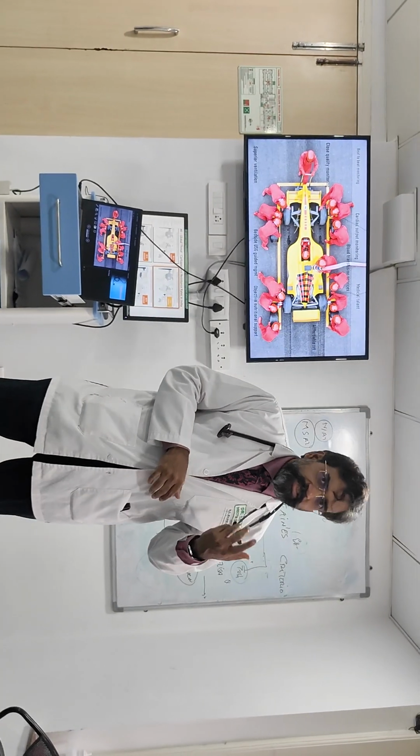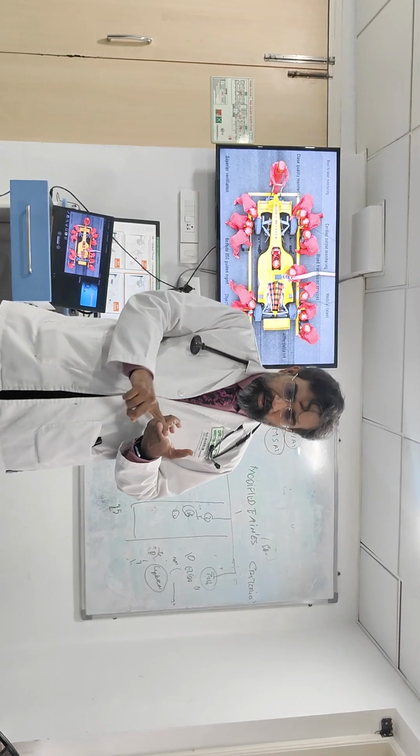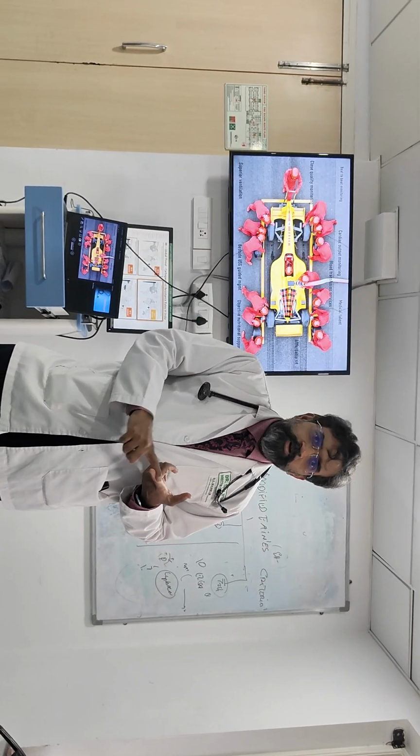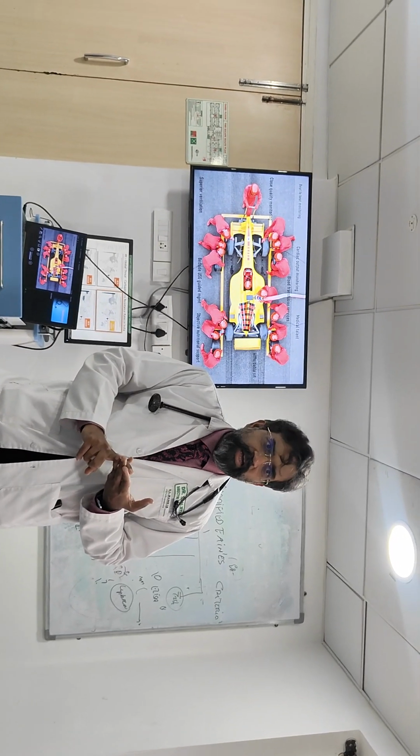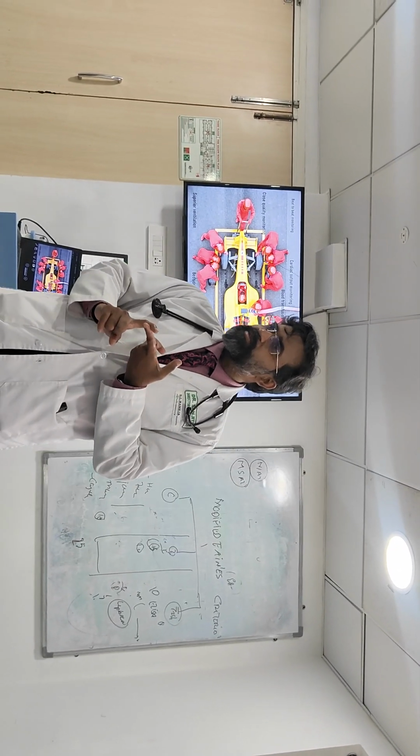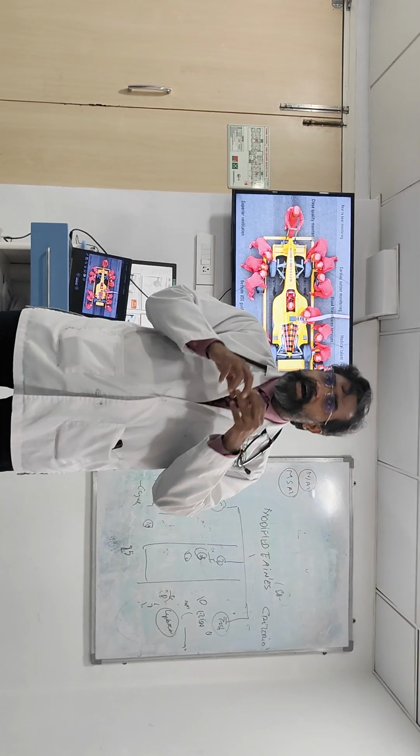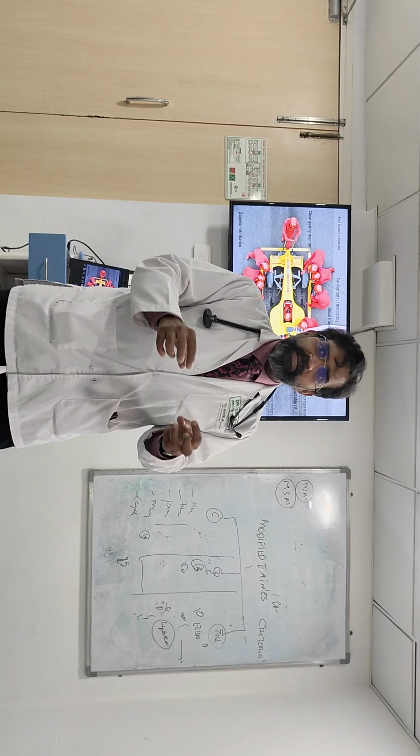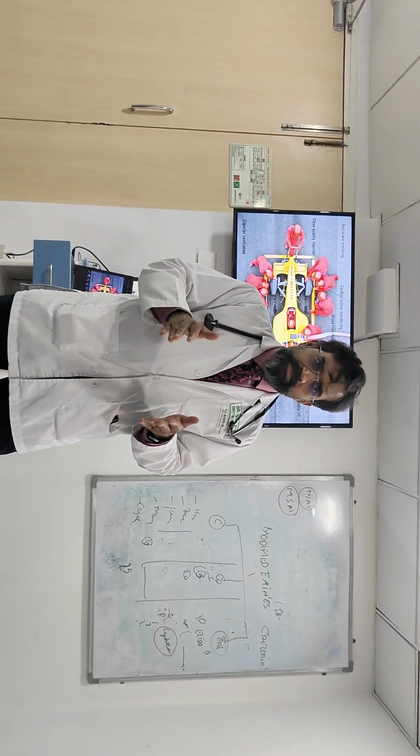There are actually three things that are seen: Plasmodium LDH, Plasmodium aldolase, and Plasmodium HRP2. So the card that they're using is a small card, like a pregnancy kit. It's a very small card which has lines.